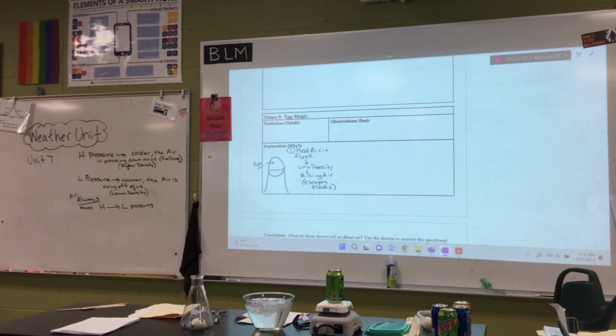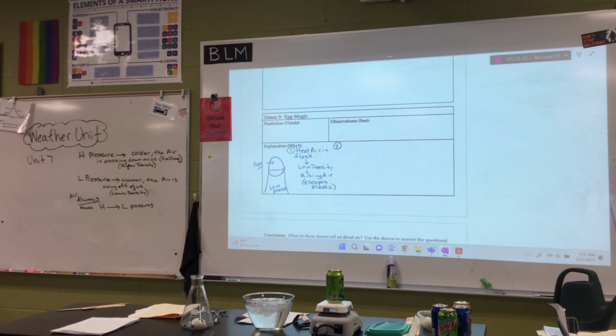If the air rises and escapes the flask, tell me about the air inside the flask compared to the air outside of the flask. Tell me about the amount of air. Less. We have now less air. Now tell me about low pressure or high pressure. Low. We have low pressure in here.